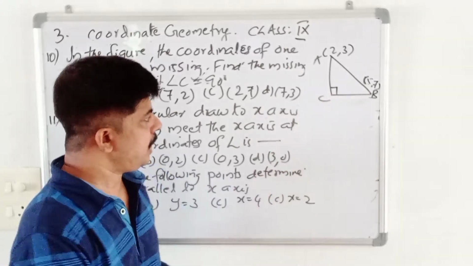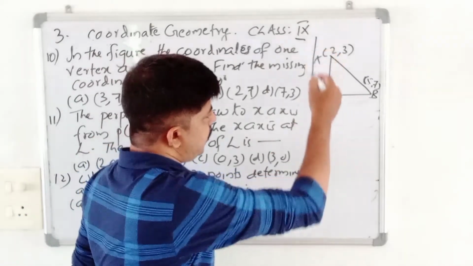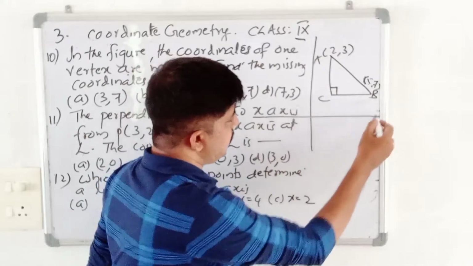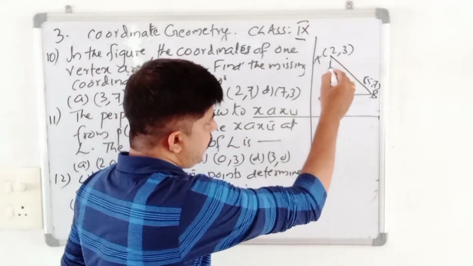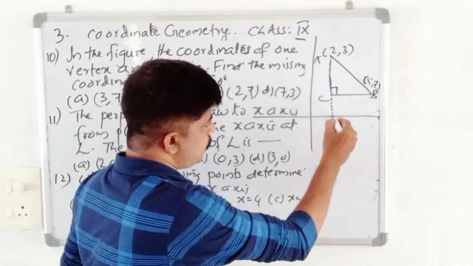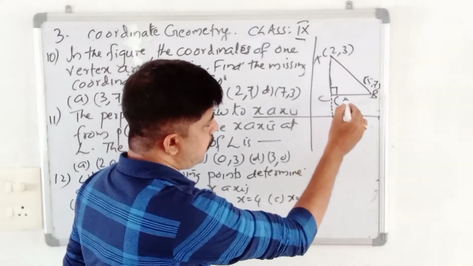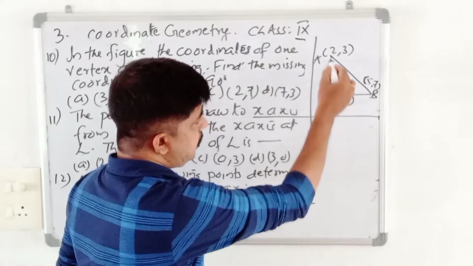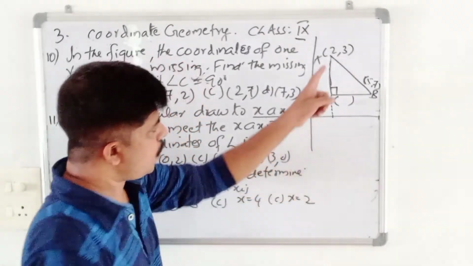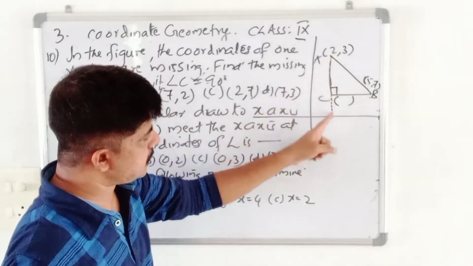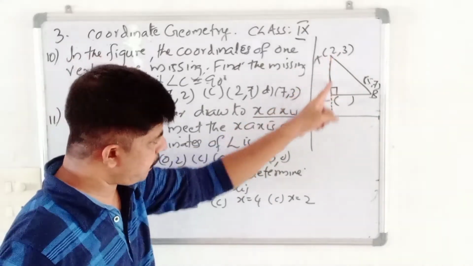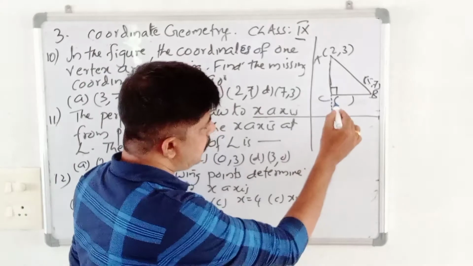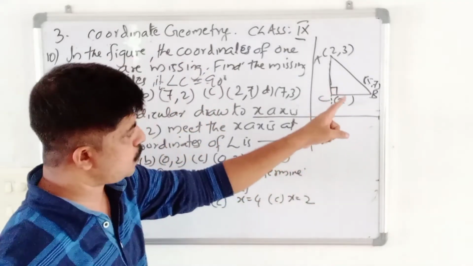point C. Now let us consider the coordinate axes. Let us draw the coordinate axes. We know that since it is a perpendicular, this line will be perpendicular to the x-axis. Therefore, all the points on this line will have the same x coordinate, because this is a perpendicular. Therefore, here is 2. The x coordinate of this point is equal to 2.